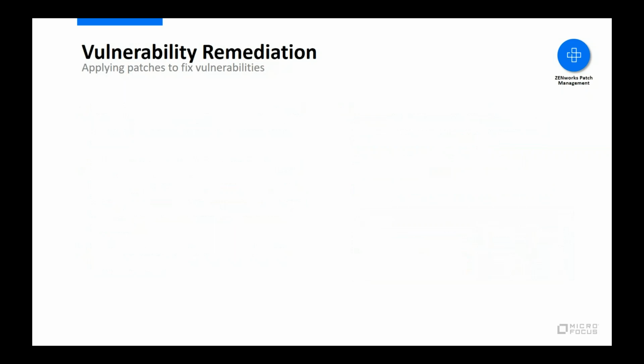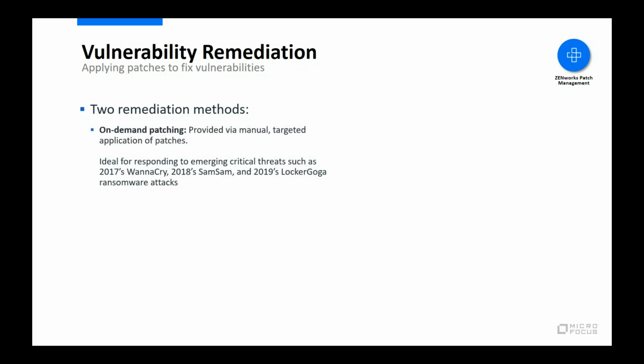With the vulnerability status of devices known, you are ready to apply the patches needed to remediate or fix the vulnerabilities. ZENworks Patch Management provides two remediation methods, with each method ideally suited to meeting different patching needs. The first method is on-demand patching. On-demand patching enables you to manually select a patch and install it on one or more target devices. If desired, you can also select multiple patches instead of just one.